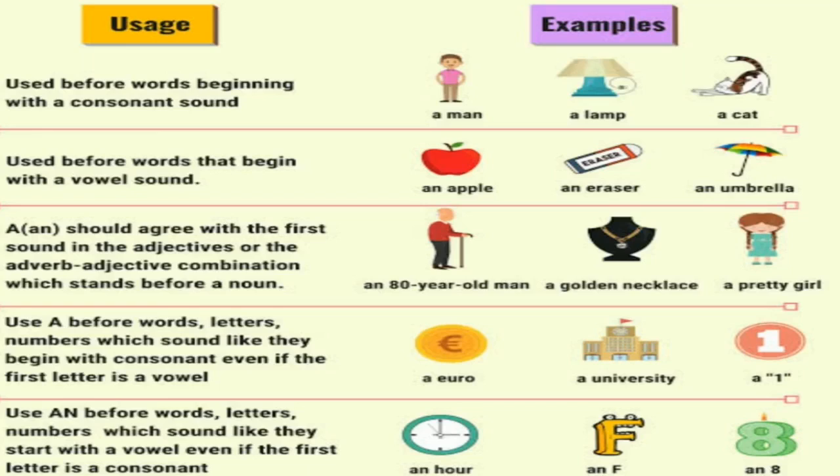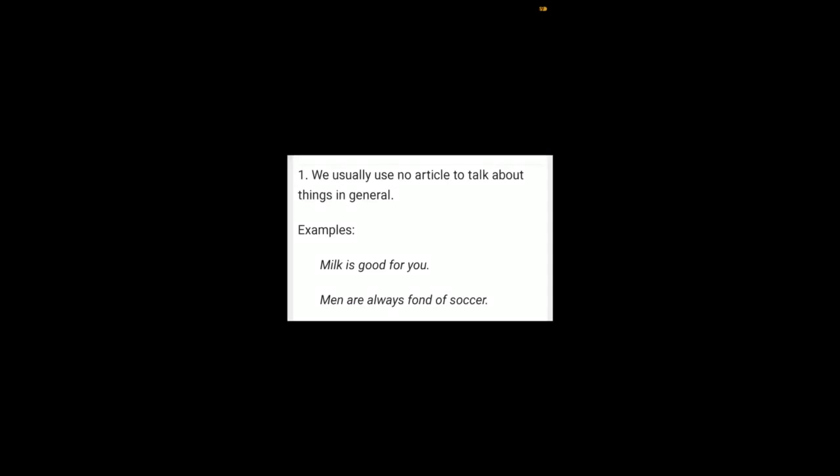We usually use no article to talk about things in general. For example, milk is good for you, men are always fond of soccer. So in these examples, whenever we are talking about something in general, at that time we do not use any kind of articles.